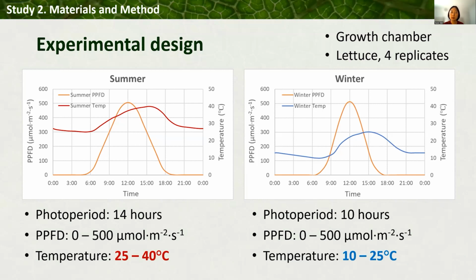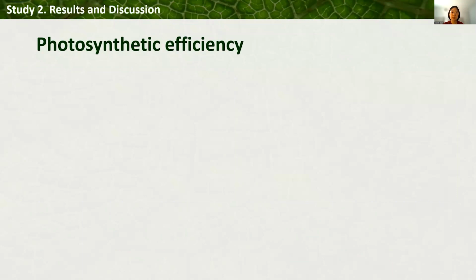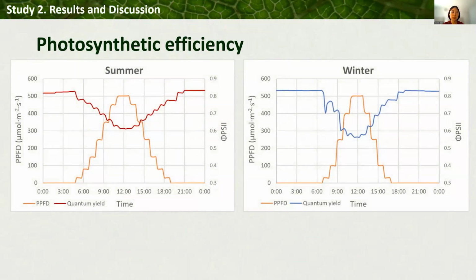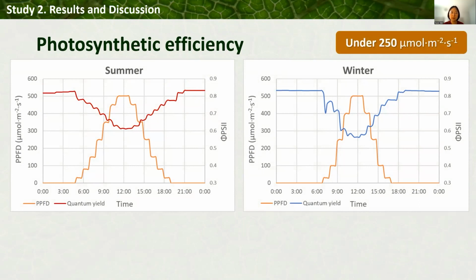This experiment was also conducted in a growth chamber with lattice with 4 replicates. So this is the photosynthesis efficiency result. Let's look at the left-hand side summer data first. We compare the 2 time points having the same light intensity, which is 250. However, the temperature was almost 10 degrees C different, even though the light intensity was exactly the same. And then the photosynthetic efficiency, which is quantum yield of photosystem 2, was quite similar in summer conditions.